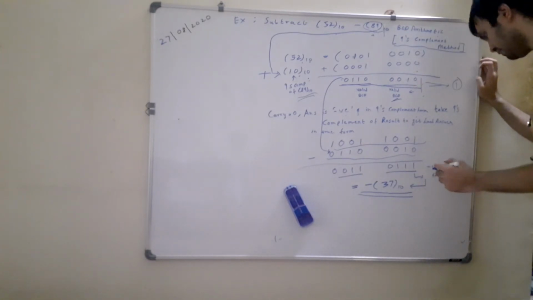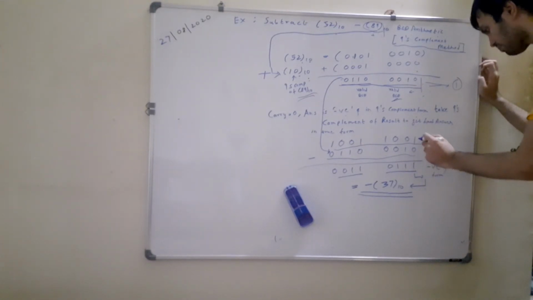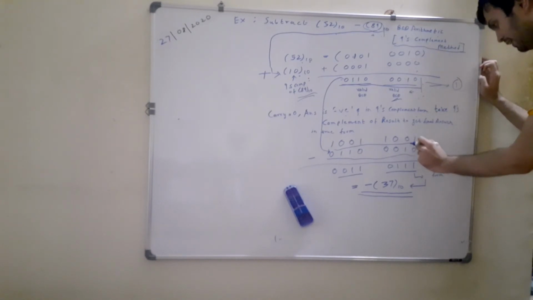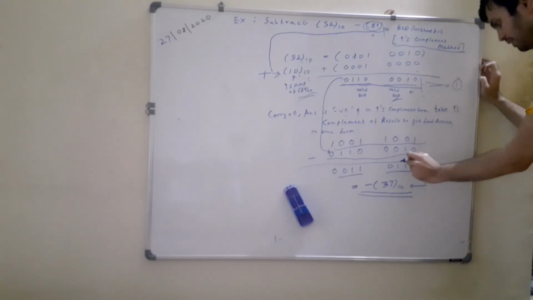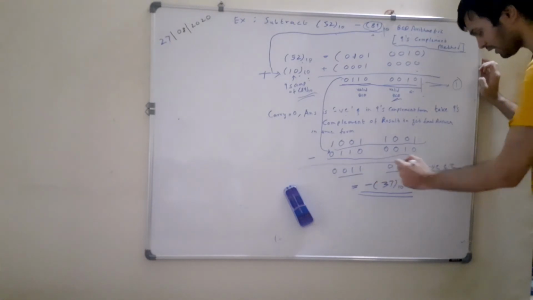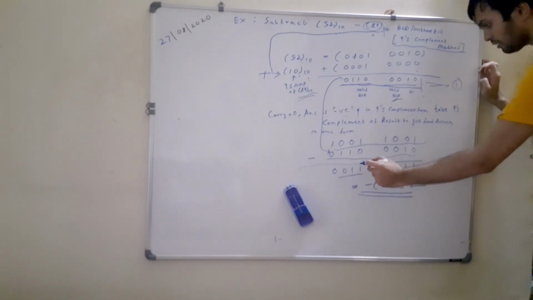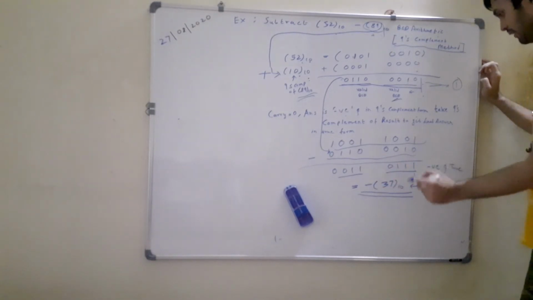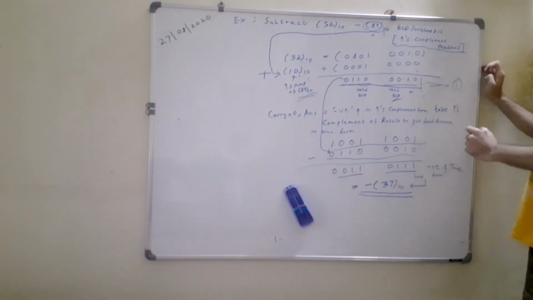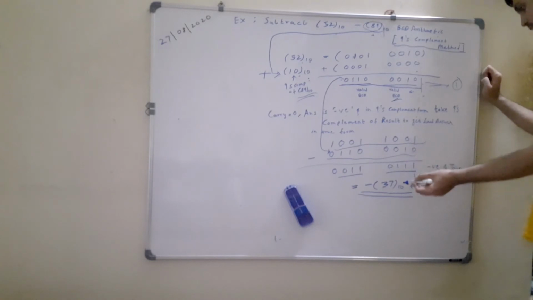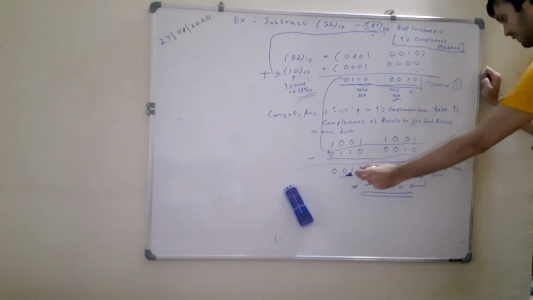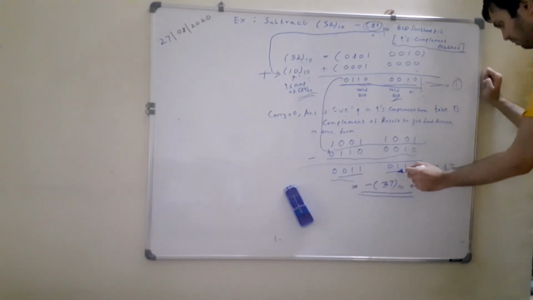So again we have 1 minus 0 is 1. 0 minus 1 is 1. So in this way we take 9's complement and we get the final answer as 0011 0111. So this is the answer of 9's complement of the earlier result. So this is our final answer for our subtraction.